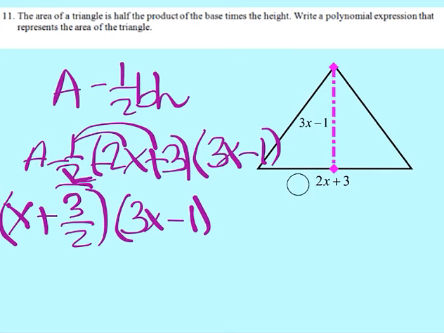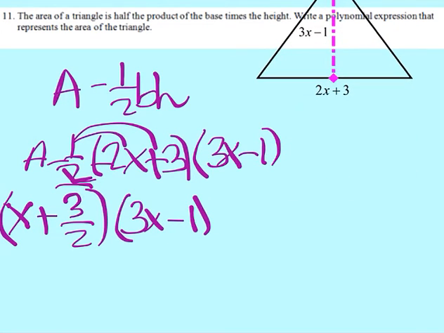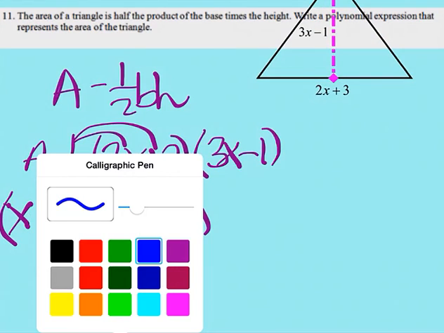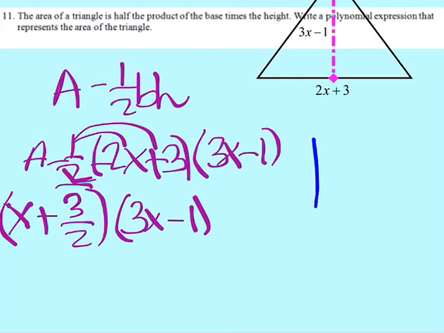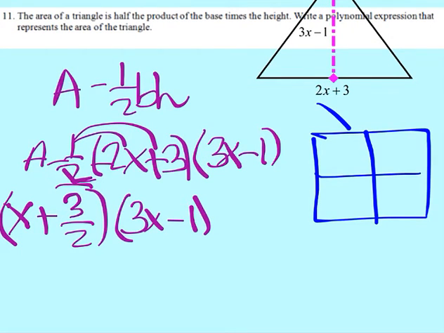Okay, so let's go ahead and set that up into our box. Okay, so when we do that, I'm going to make my box. And this time it's just going to be 2 by 2. So I'm going to have x and 3/2. Remember, again, that could go down the side vertically if we want. And then 3x minus 1.